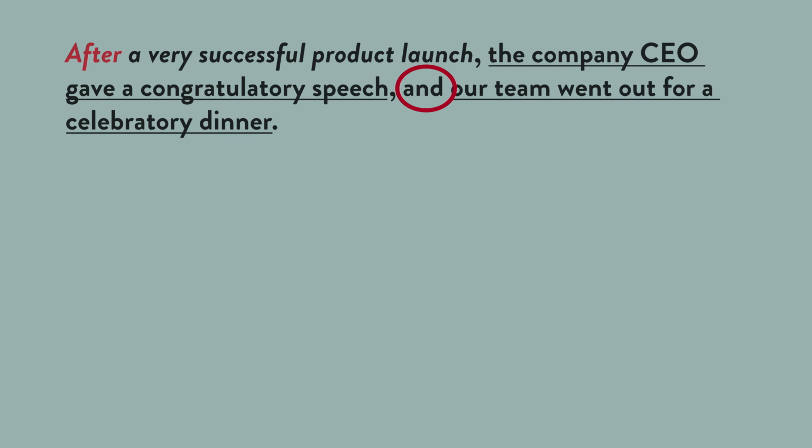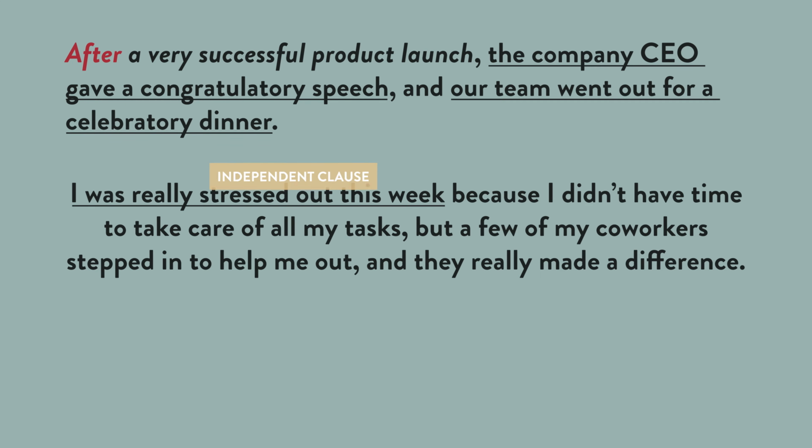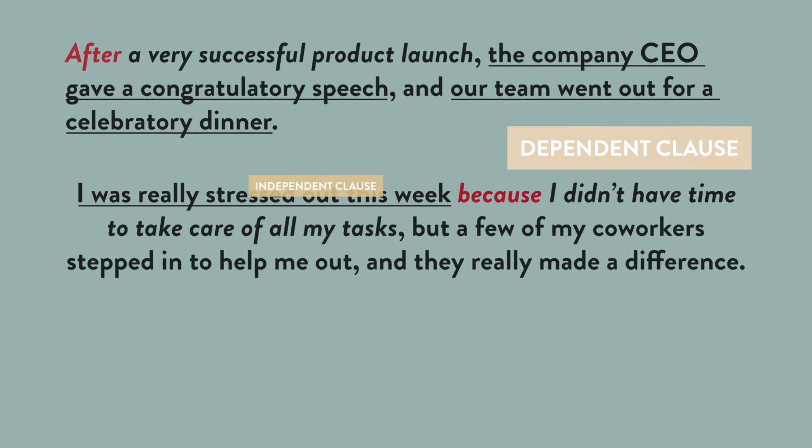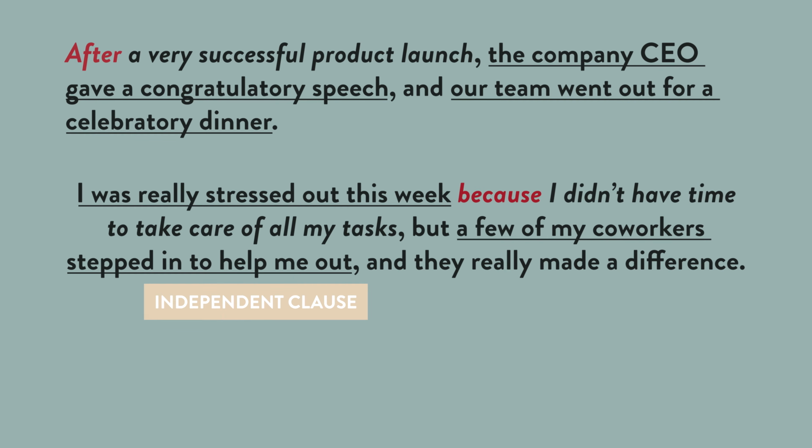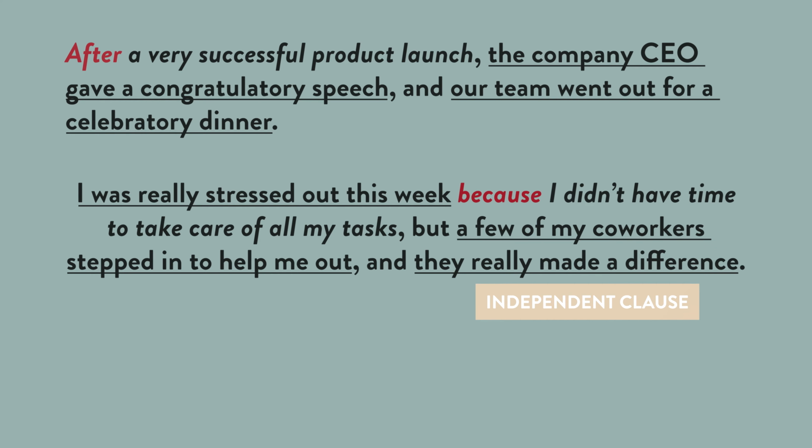Great! Let's break down our second example. Our first independent clause is, I was really stressed out this week. This leads to our dependent clause, because I didn't have time to take care of all my tasks. Next is an independent clause, which we connect to the previous dependent clause with but. A few of my coworkers stepped in to help me out. And finally, our last independent clause is, they really made a difference. Again, we have a coordinating conjunction here to connect these independent clauses together.